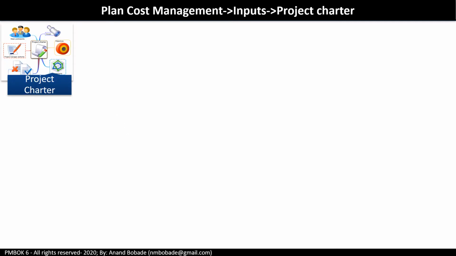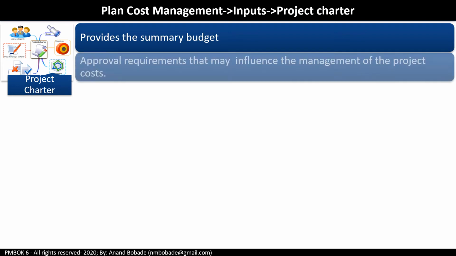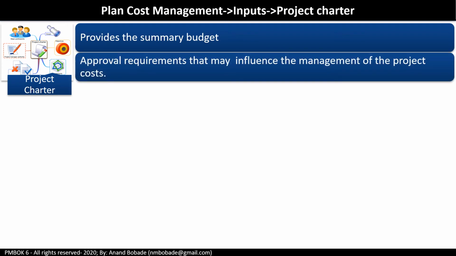Project charter will provide summary budget. It may contain pre-approved financial resources from which the detailed project costs are developed. It may have approval requirement that may influence the management of project cost. For example, if you need to have explicit approvals from certain authorities, it means that management resources, management activities will increase.